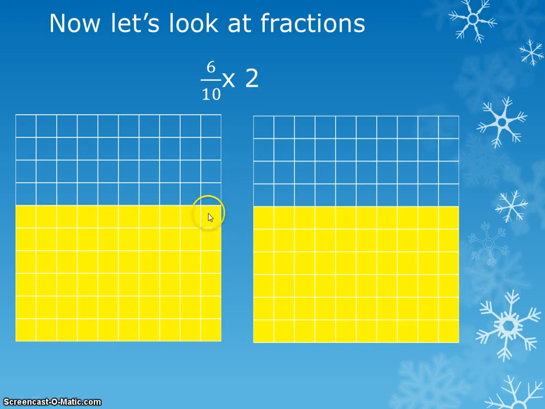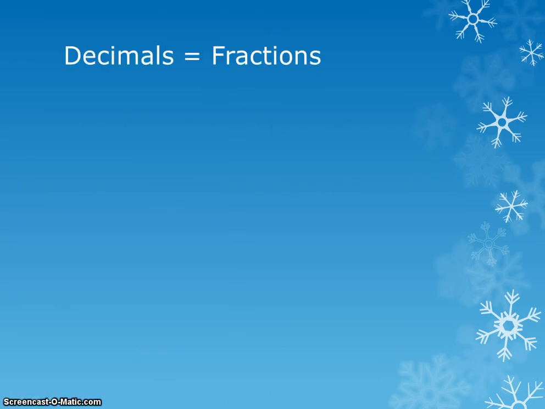We have 1, 2, 3, 4, 5, 6/10 shaded in on two different models. Therefore, my product for my fraction is the same. I have 120 blocks shaded, so my answer is 1 2/10 or 1 20/100. Again, this is the same answer. This shows you how decimals and fractions are exactly the same.